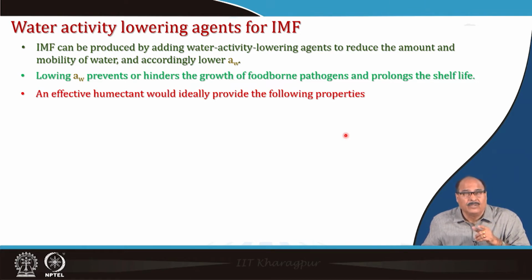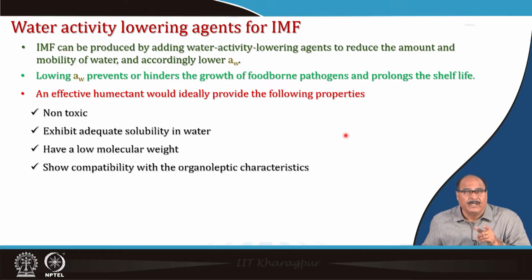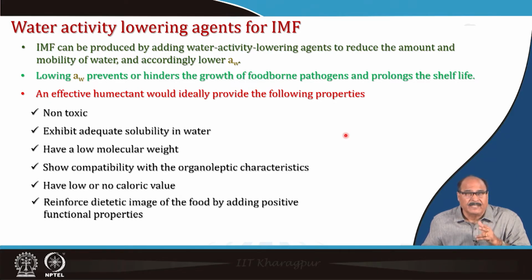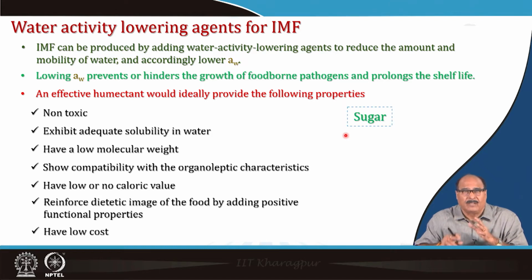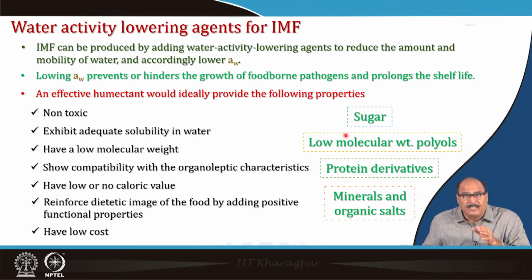An effective humectant would ideally provide the following properties: it is non-toxic, exhibits adequate solubility in water, has a low molecular weight, is compatible with the organoleptic characteristics, has low or no caloric value, reinforces the dietetic image of the food by adding positive functional properties, and finally it should have low cost. Some of the common water activity lowering agents used in IMF include sugar, low molecular weight polyols, protein derivatives or minerals and organic acids.